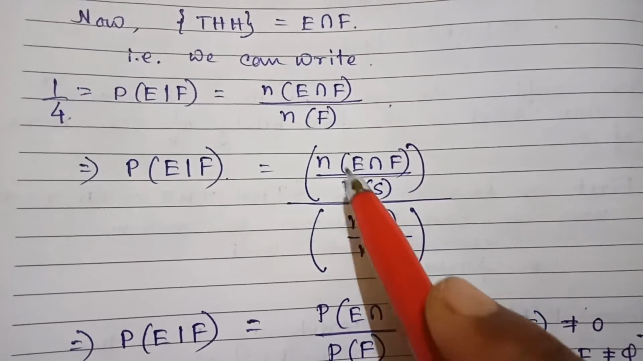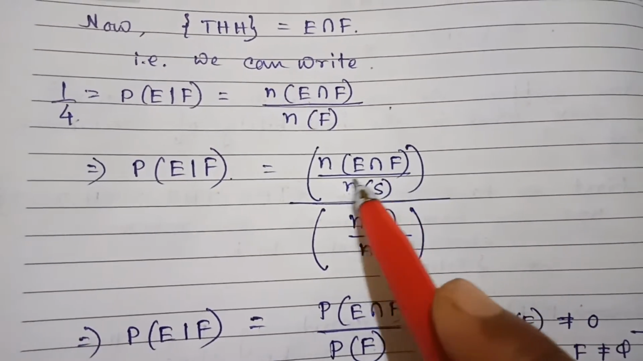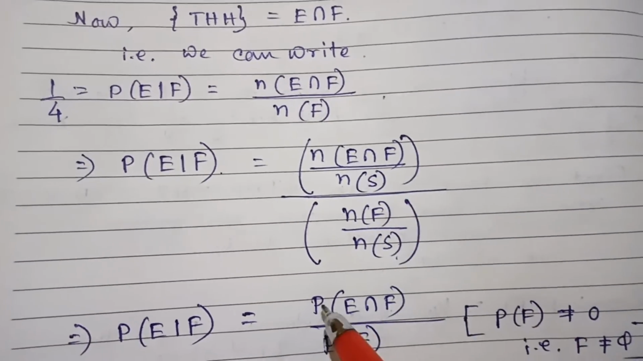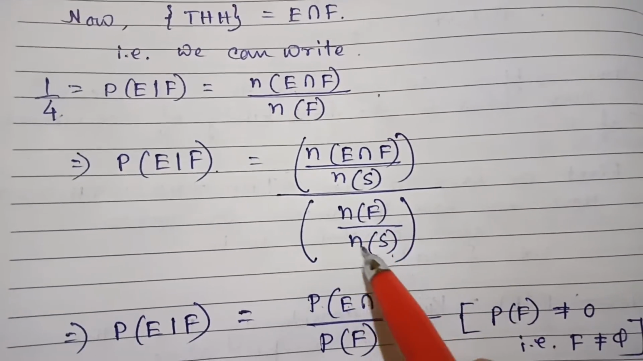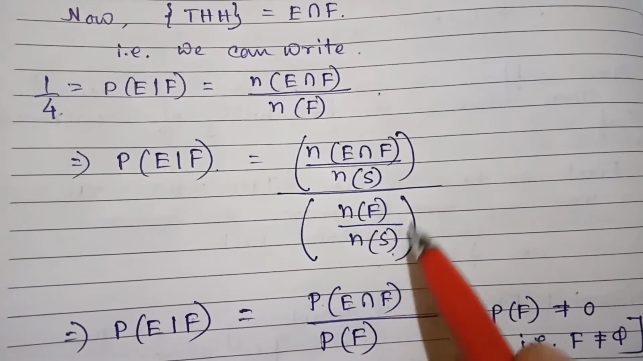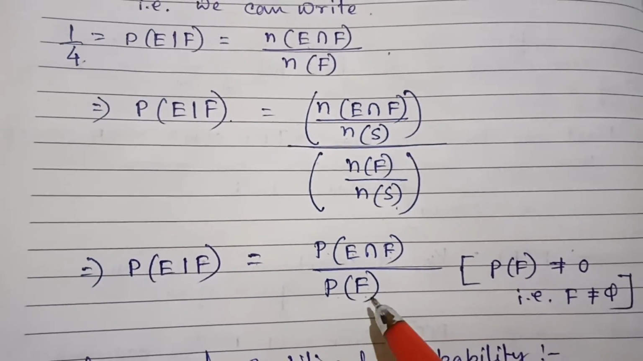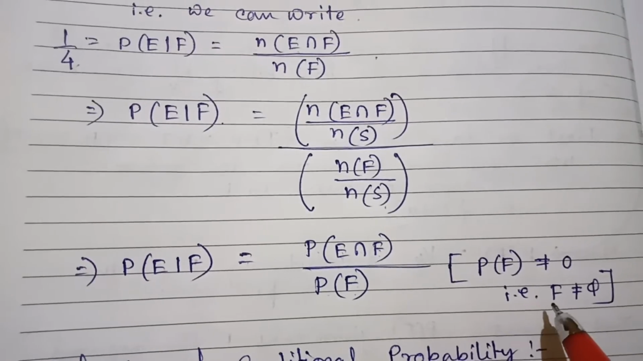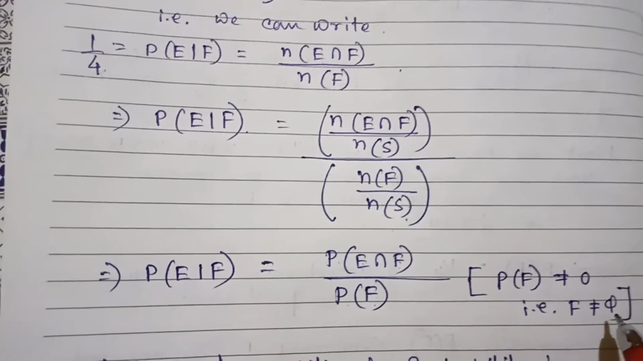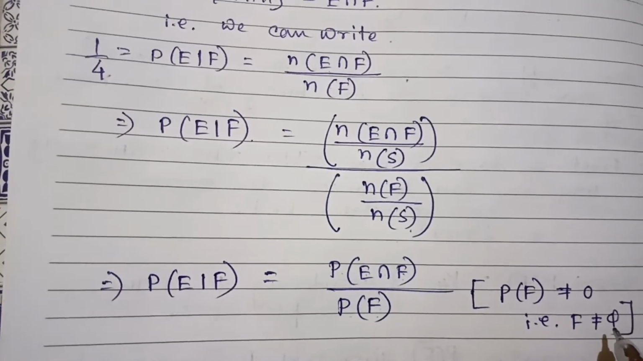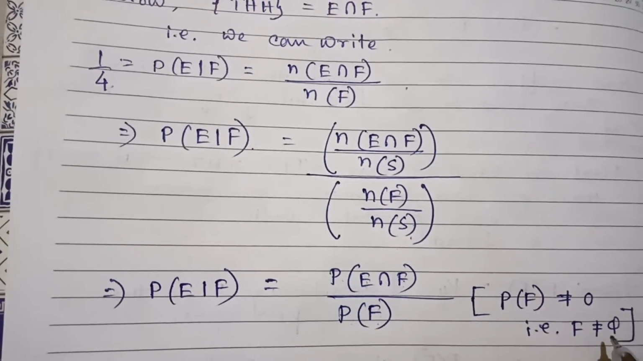look at this, number of favorable outcomes divided by number of possible outcomes equals probability of E intersection F, and number of favorable divided by number of possible equals probability of F. Now here probability of F can't be 0, that means F can't be empty, so F will be a non-empty event.